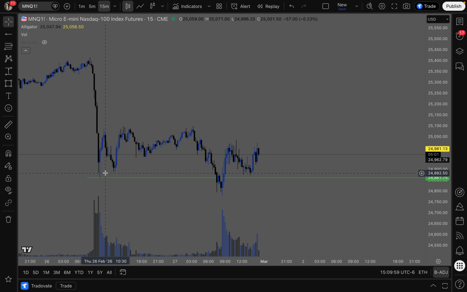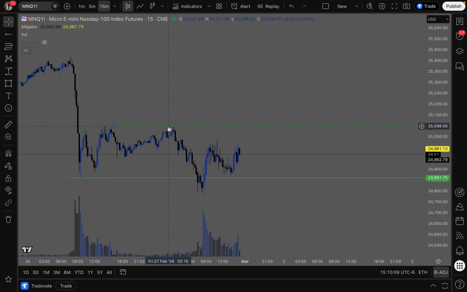We have a structure break to the downside. This is the high right here. We're gonna drag it so you can see. This is the higher high. This is a higher low. A lower low, then a lower high, then a lower low. This lower low broke market structure. The market is down, it's going down, but we still have entry points.